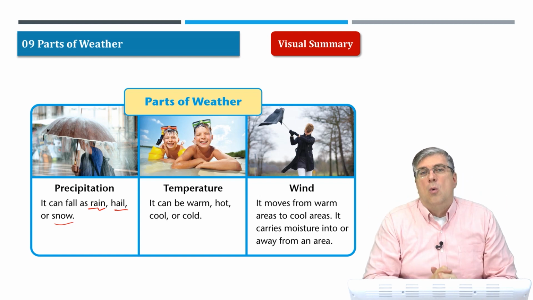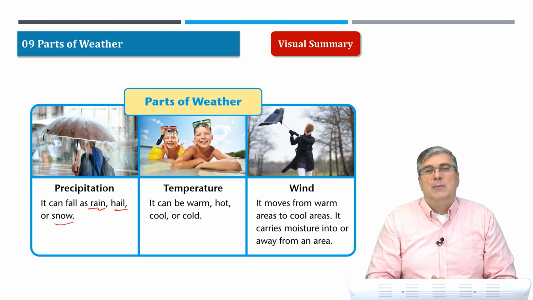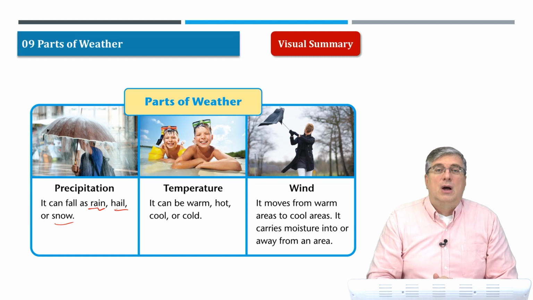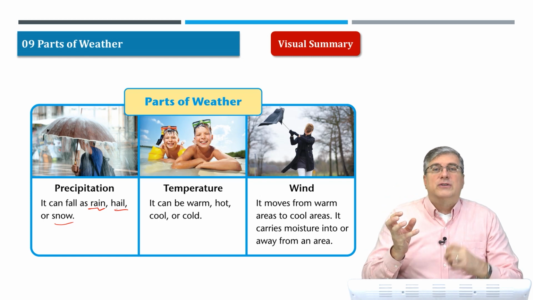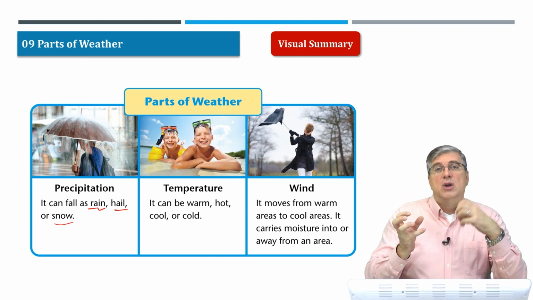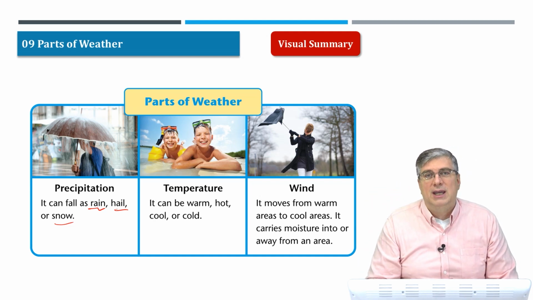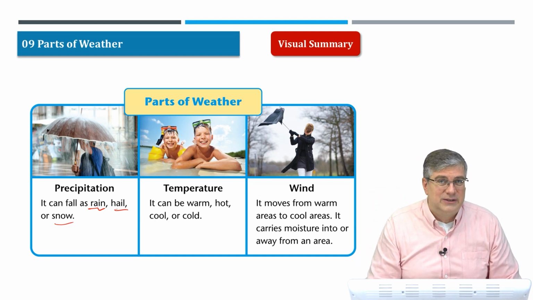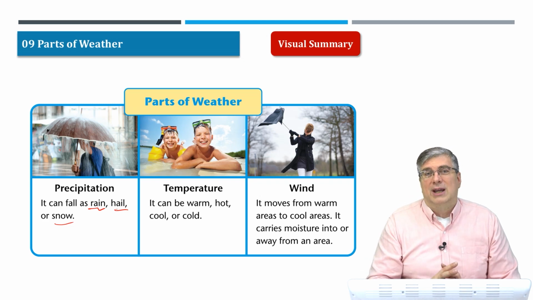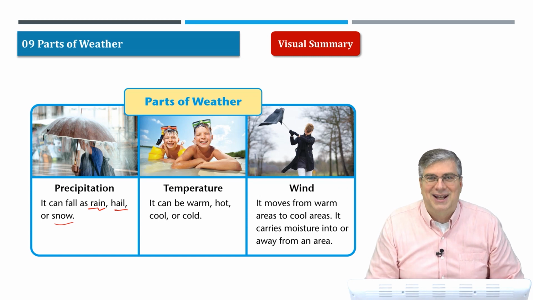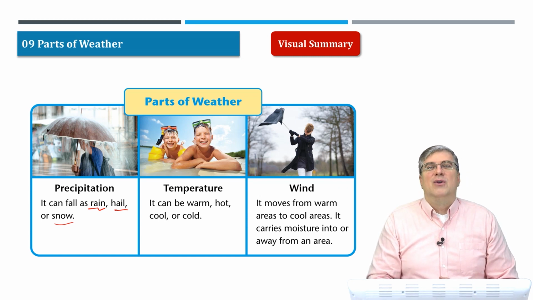And that's why a lot of weather people, meteorologists, will talk about warm areas, cool areas, high pressure zone, low pressure zone, because they're talking about which direction the wind is moving in, which direction the weather is moving in, and possibly bringing rain, hail, or snow with it. Okay, that's maybe a little too complicated. But anyway, those are the parts of the weather.